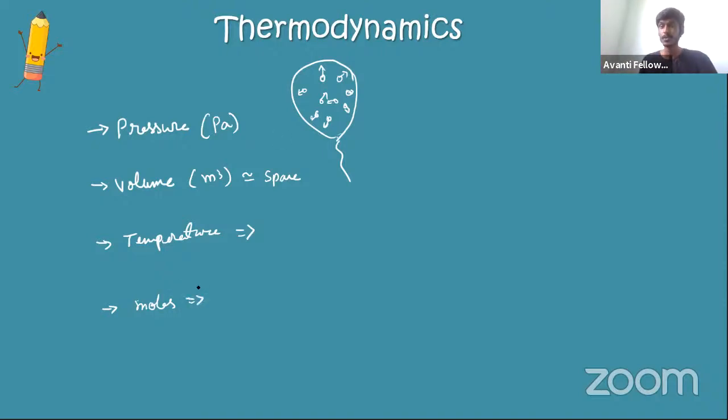And number of moles: what's the quantity of gas? We can't say kg or liter for gas. We usually call it moles. On a very, very small scale, we call moles the quantity of gas. So I'll not discuss these 4 parameters much because they're very simple, and I'm pretty sure all of you know about it because you've been studying it for 2 years.